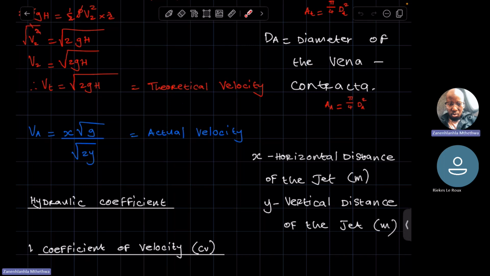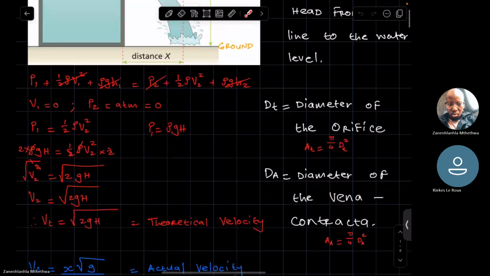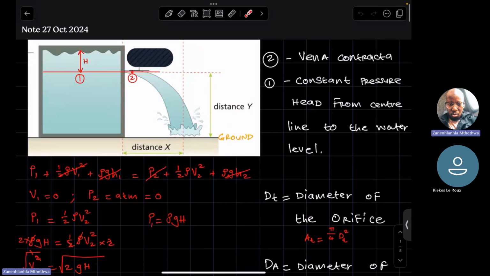Okay. You see this VA here? Yes, sir. Right. So this formula, right? The actual, how you calculate or how you derive the actual velocity, right? It is through the use of equations of motion. All right. So let us first look at how we calculate the theoretical velocity, or how the formula to calculate the theoretical velocity comes about.